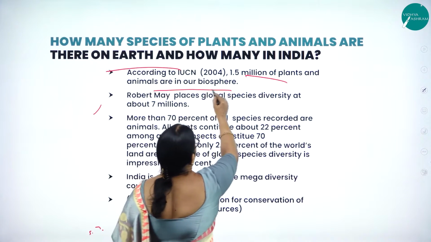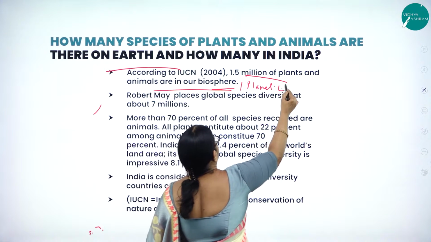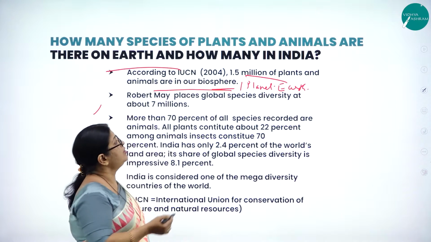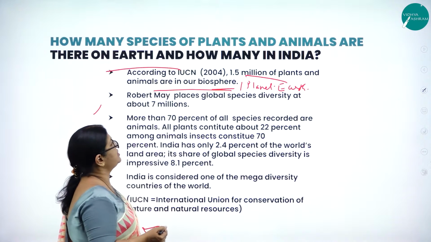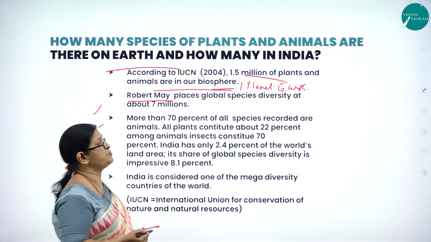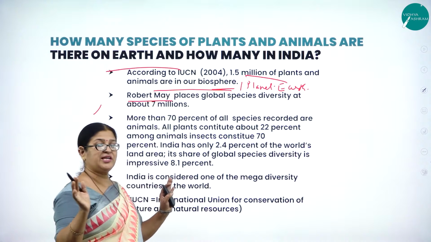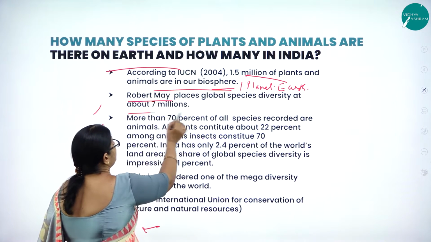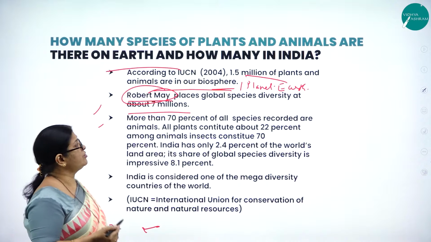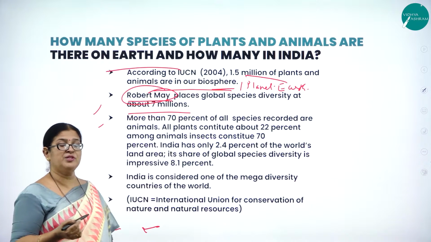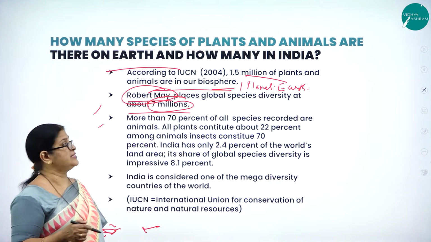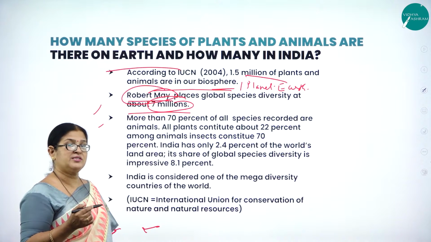So we call it as what? Biosphere or planet Earth. So according to IUCN, in 2004, 1.5 million plants and animals are in our biosphere. And one scientist by name Robert May places global species, global means the whole species diversity that we find at the global level, at about 7 million. This is a very important point to be noted, which is also asked in the examination. According to Robert May, what is the estimation of the global species diversity? They will ask. So it is around 7 million. So Robert May places global species diversity at about 7 million.